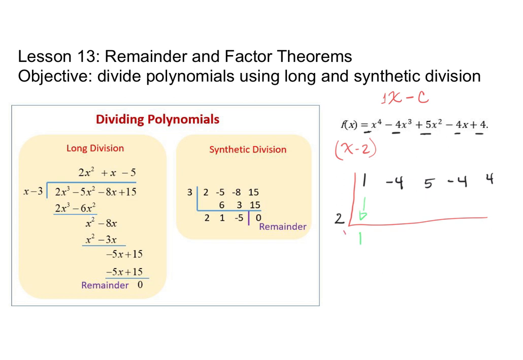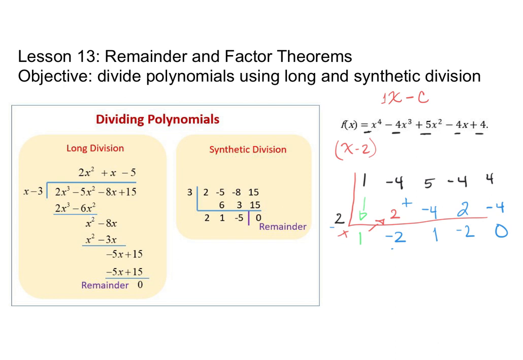And then I will multiply 2 times 1, which gives me 2, and put that answer in my next box. And then I will add. So -4 plus 2 is -2. Again, we're going to multiply. So 2 times -2 is -4 and add. So 5 plus -4 is 1. 2 times 1 is 2. -4 plus 2 is -2. And then 2 times -2 is -4. And then 4 plus -4 is 0.